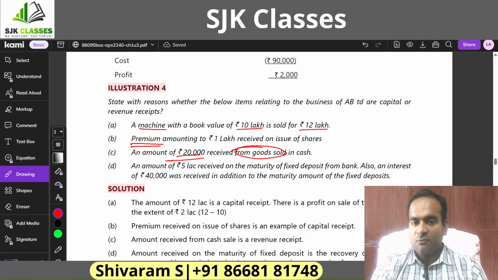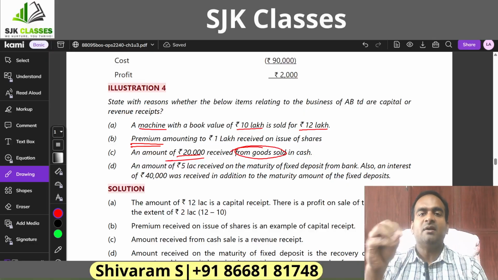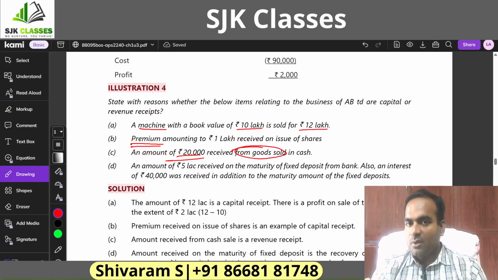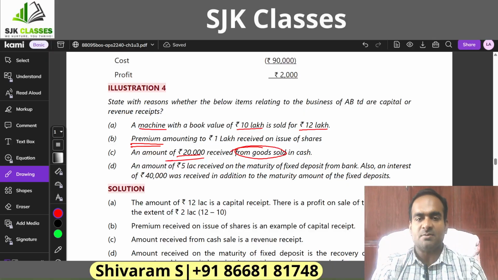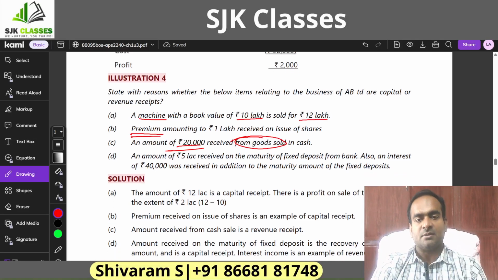Suppose instead of goods, let's say they're giving it as furniture, then what will we do? It will be taken as a capital receipt then. It's not a revenue receipt, it's a capital receipt, if it's given as something like furniture, machine and all. In this case, since goods are sold, this will be a case of revenue receipts.